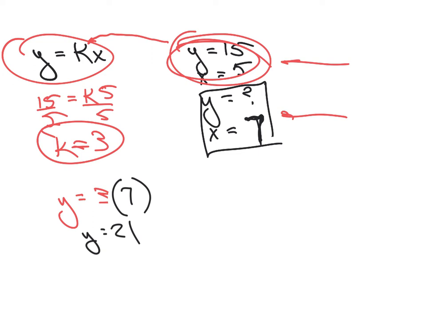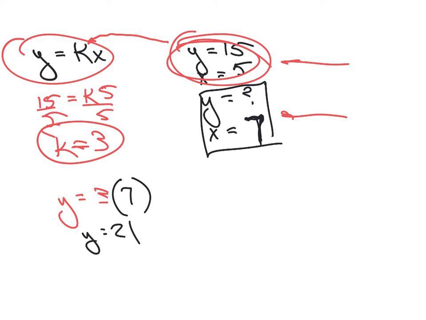So again, the keys in order to do this: first of all, use the information that they give you to find k. So they've got to give you an x and a y somewhere in there to find k. And then they're going to give you another x or a y and tell you to find the other letter. Well, now that we know what k is from the first step, we can plug the number they gave us in, and then we've only got one variable that we're looking for.